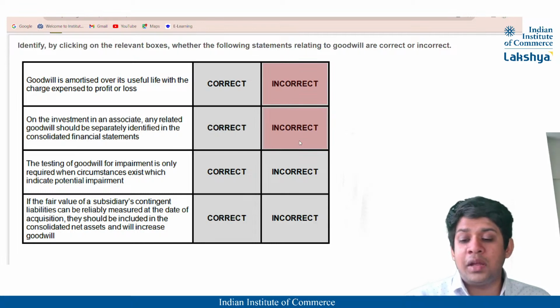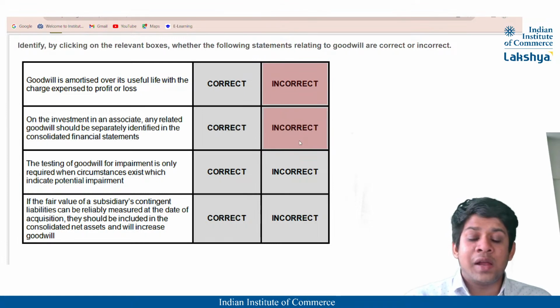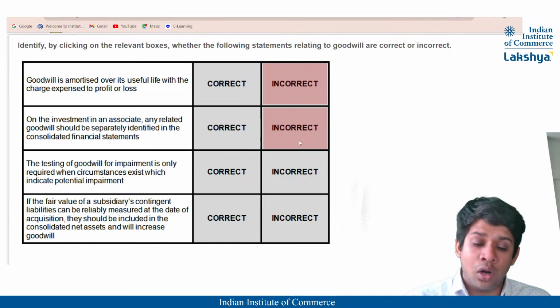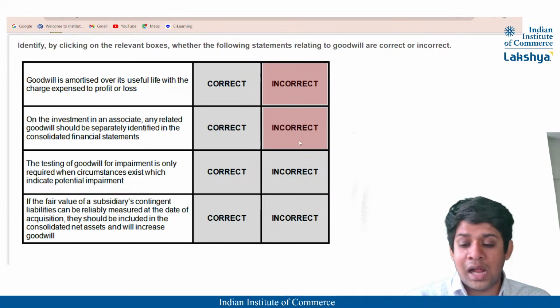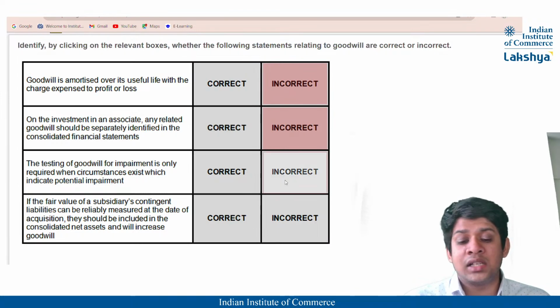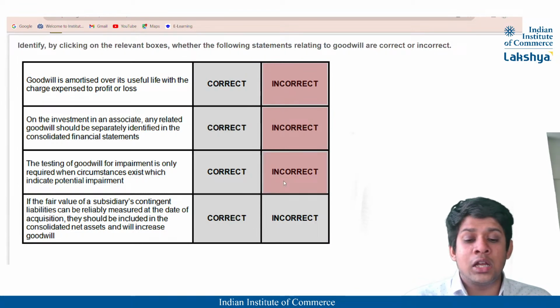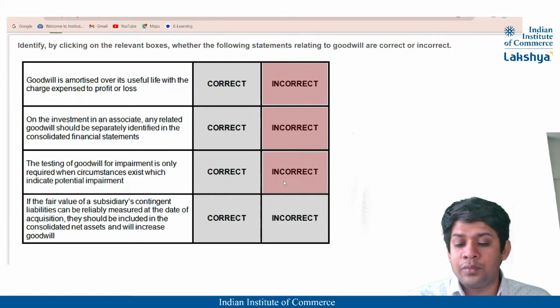The testing of goodwill for impairment is only required when circumstances exist which indicate potential impairment. So the testing of goodwill for impairment, it does not matter whether the goodwill has an indication of impairment or not. The goodwill is having an indefinite useful life, and that is the reason why, irrespective of whether there is an indication or not, goodwill is going to be tested for impairment annually, right? So that statement is incorrect, because whether or not there are any indications, your goodwill will be tested for impairment, right?